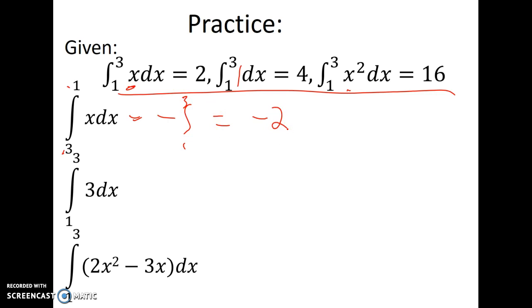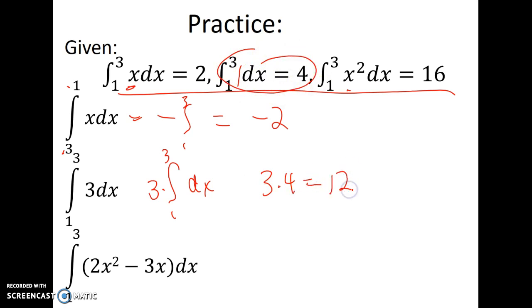What about 1 to 3 of 3? Well, this is like a coefficient. We can pull the 3 out and do 3 times the integral of 1 to 3 dx. Well, here's 1 to 3 dx, so it's 3 times 4 and get 12.